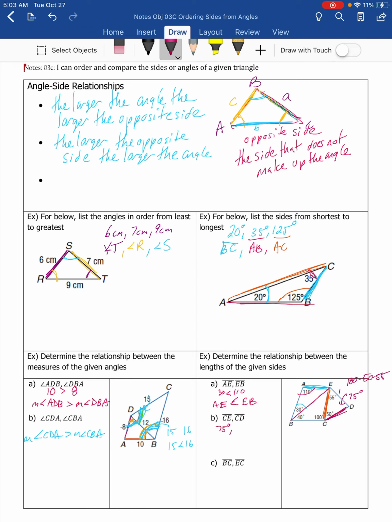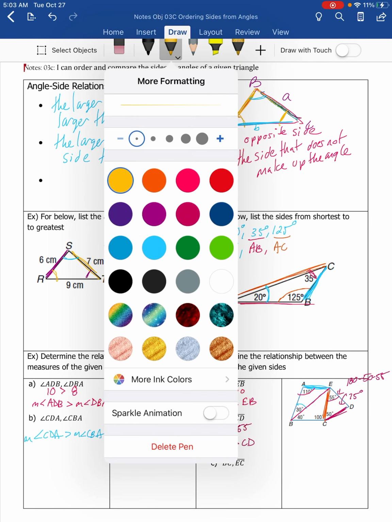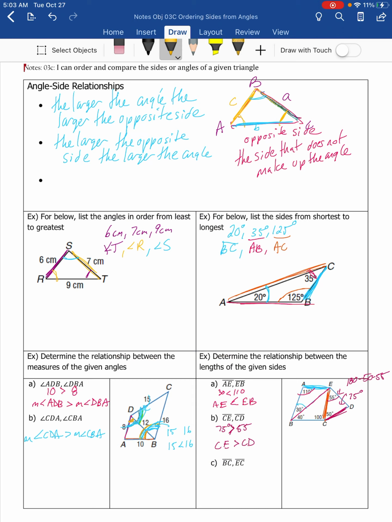The angle opposite CD, this one right here, or the side opposite, sorry, CD is 55 degrees. I know 75 is greater than 55, so CE, the distance from C to E, must be greater than the distance from C to D. All right, last but not least, this one right here.